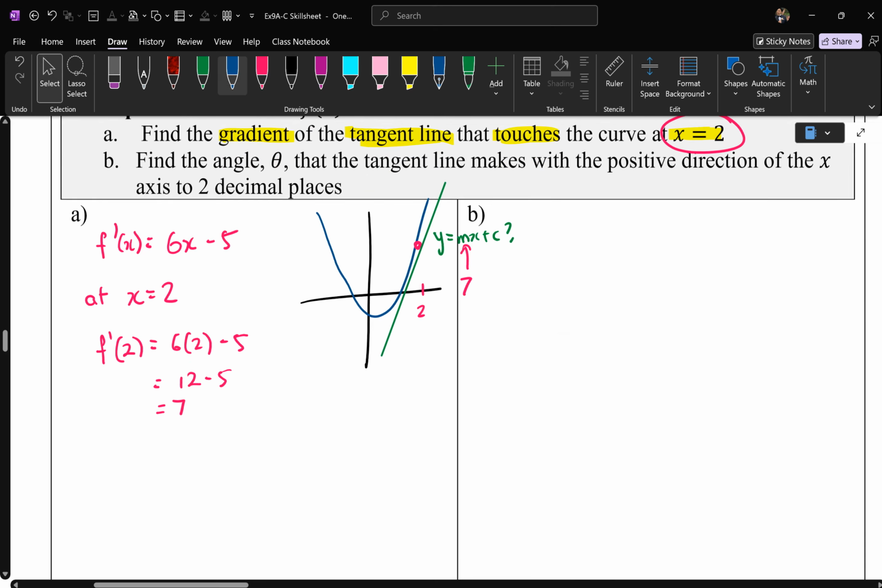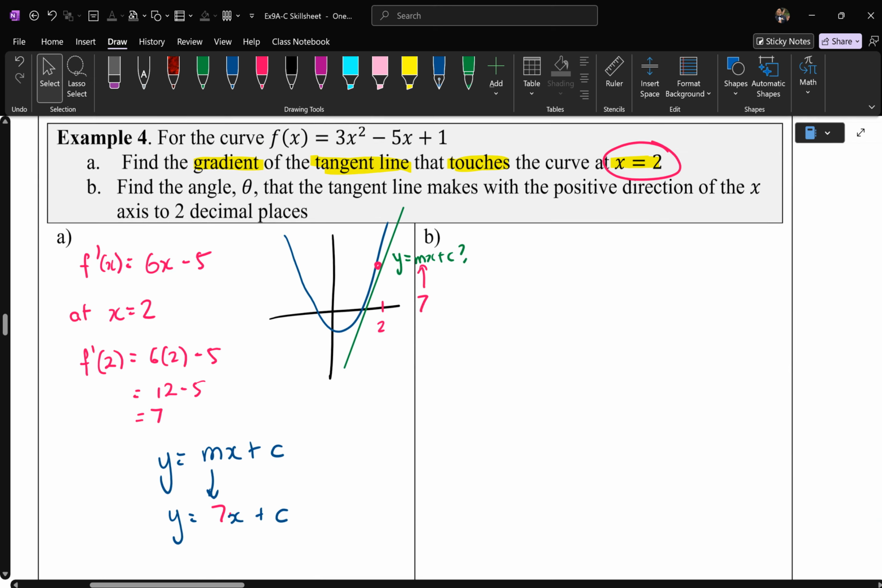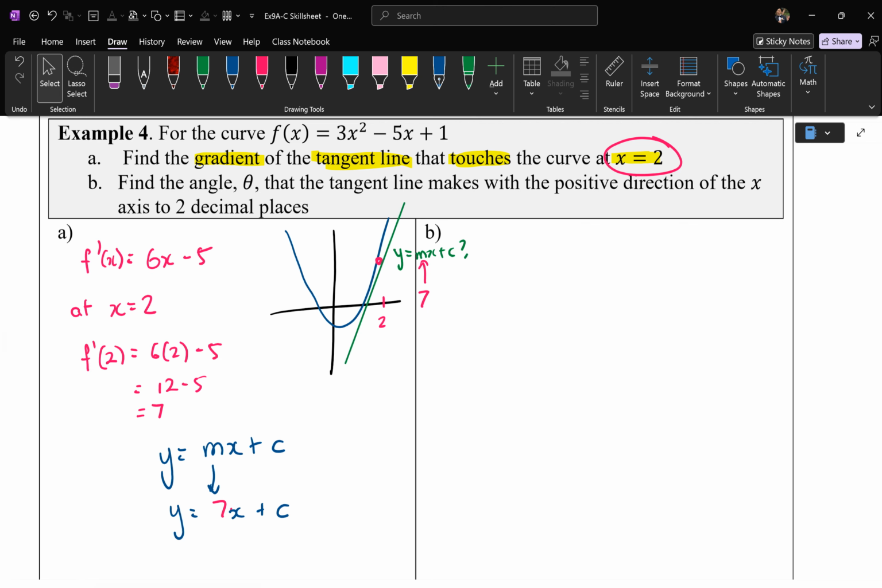I'm almost there. I know that the line is y equals mx plus c, and I just found out m is 7. How do I find c? What do you do now? So you use the derivative, you found the gradient. That's your instantaneous gradient at that particular point. So that's the steepness at that particular point. You know that's 7. But to get the equation of a line, you need the y-intercept.